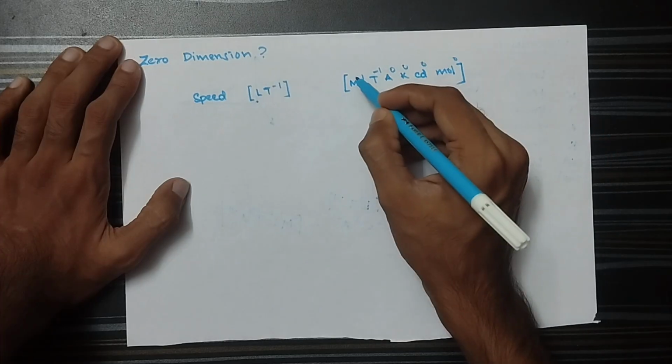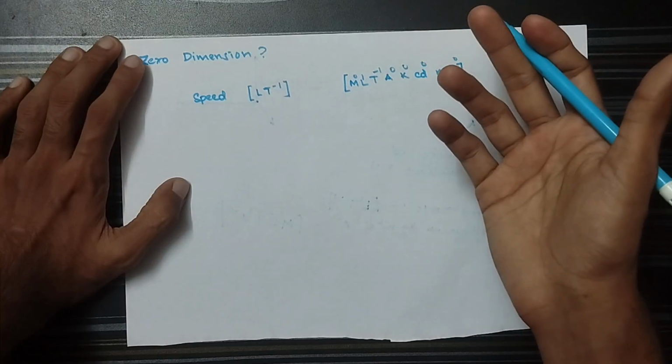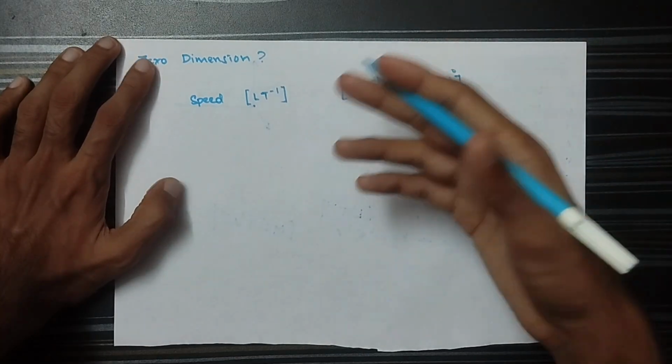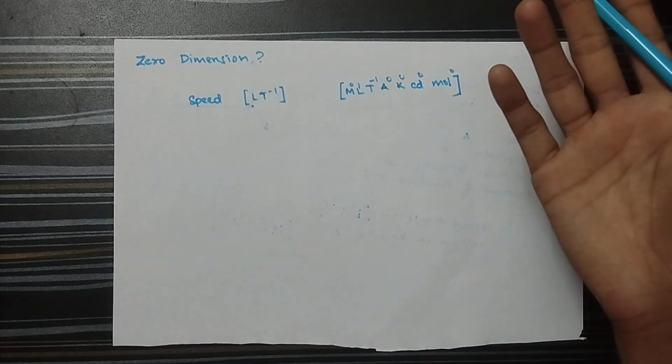What does raising them to 0 mean? M raised to 0 is 1. So even if we don't write that, there is no specific use. But zero dimension means the power would be 0. That would mean it is independent of that fundamental quantity.